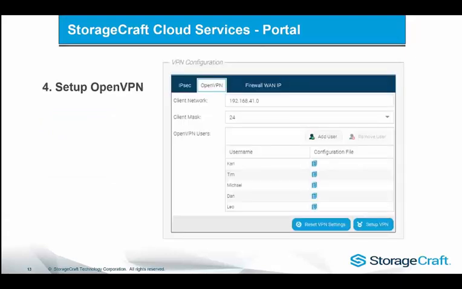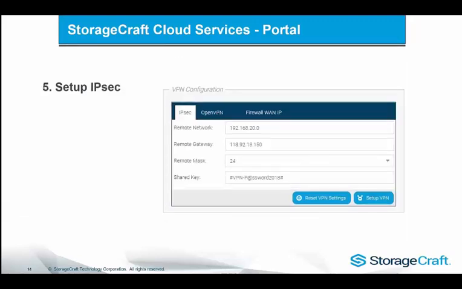Set up OpenVPN and add any users that will be required to use this. If required, configure IPsec for site-to-site VPN. There is good documentation on the IPsec Phase 1 and Phase 2 settings in our user guide. And please note that for testing, the firewall is offline until you actually virtualize the server.